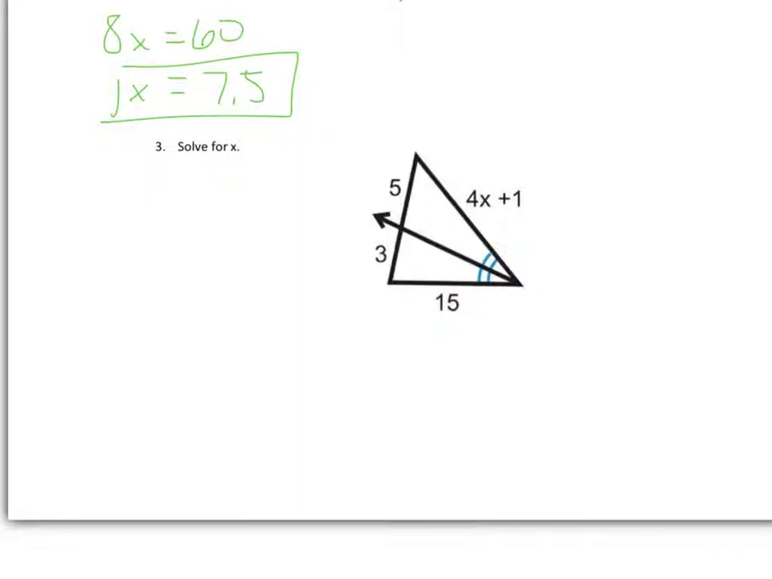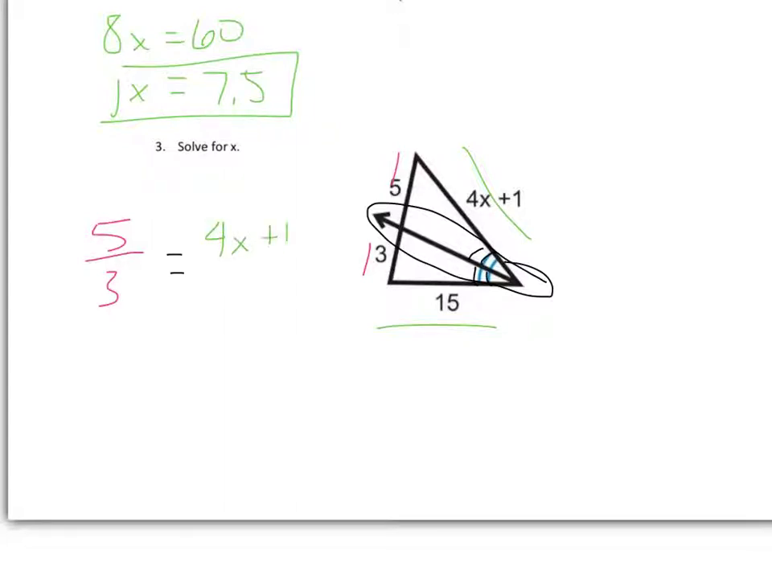Last one here, we've got our angle bisector. It shows that these two angles are congruent to each other, so that means that this is an angle bisector in this triangle, which means we can set up our proportion. So 5 over 3, this side being cut up, is equal to the lengths of the other two sides. Since the 5's on top, the 4x plus 1 has to be on top. That's very important. 4x plus 1 over 15.